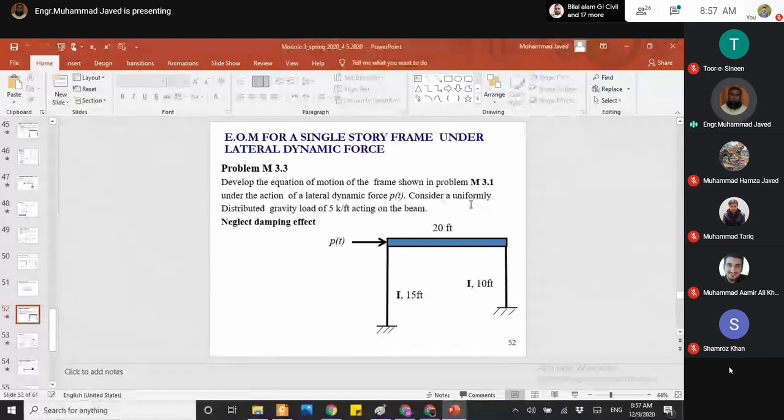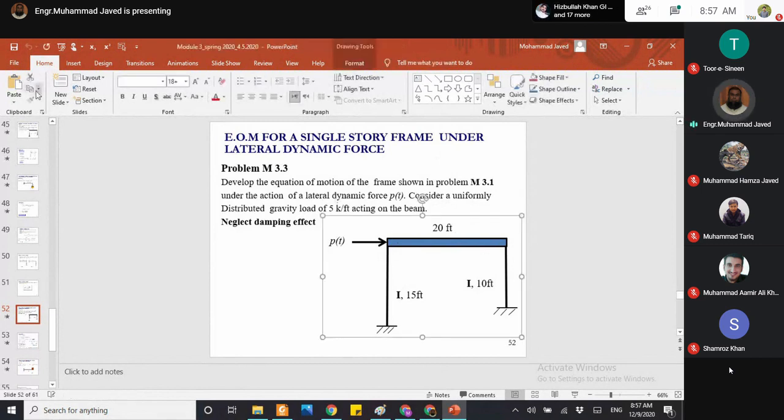The additional data which is given is that the lateral dynamic force is P of T and the UDL acting on the beam is 5 kip per foot. And since C, the viscous damping coefficient, is not given, therefore we will assume that this is an undamped system.